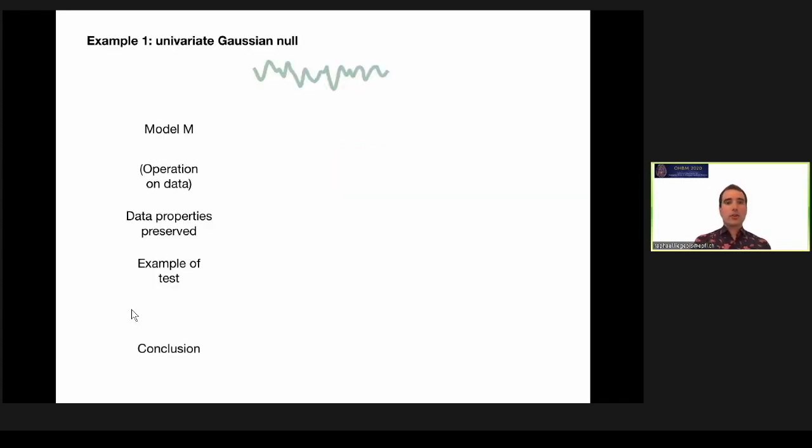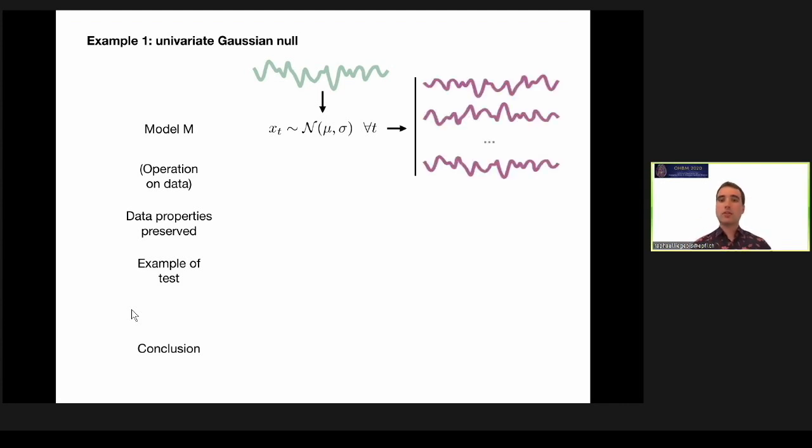Let's consider a simple example, which is the univariate Gaussian model. So what is the model that we test when we use the univariate Gaussian model? Well, essentially, we assume that each time point of the original data has been generated by a Gaussian with a mean mu and a standard deviation sigma. And this is the case for each time point. Then using this model, as I said on the previous slide, we can generate surrogate data.